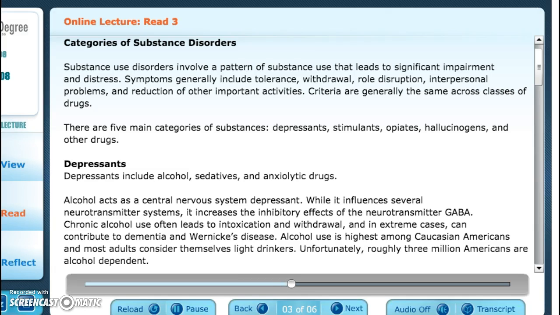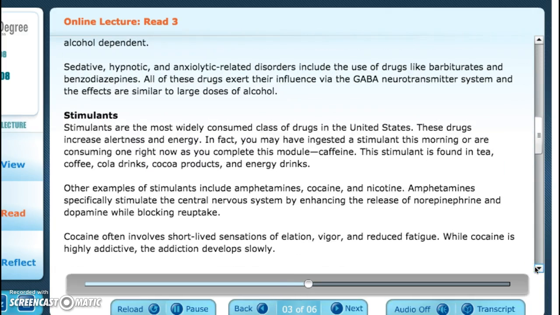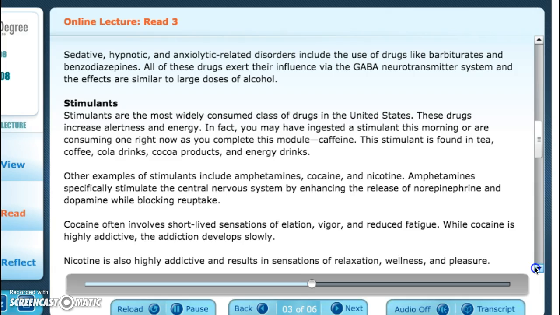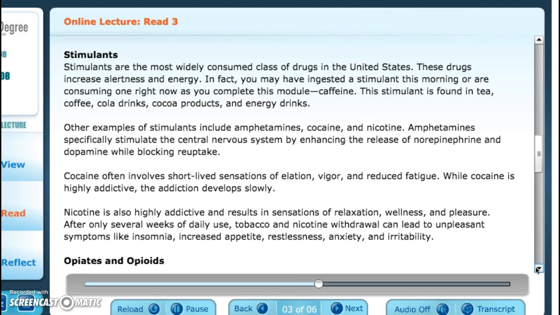Cocaine often involves short-lived sensations of elation, vigor and reduced fatigue. While cocaine is highly addictive, the addiction develops slowly. Nicotine is also highly addictive and results in sensations of relaxation, wellness, and pleasure. After only several weeks of daily use, tobacco and nicotine withdrawal can lead to unpleasant symptoms like insomnia, increased appetite, restlessness, anxiety, and irritability.